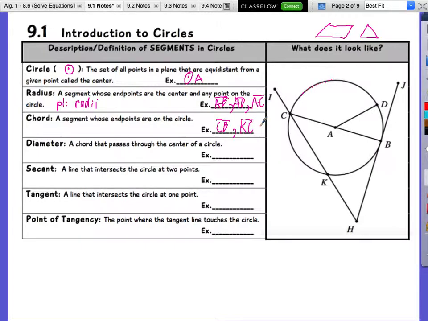There are GB. DB is not a segment though. There's no line connecting DB. If there was, then that would be a chord, but there's no line connecting DB.